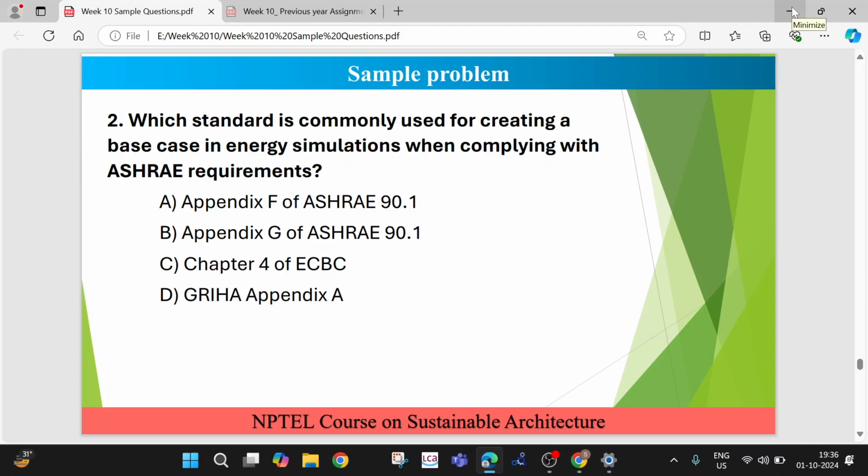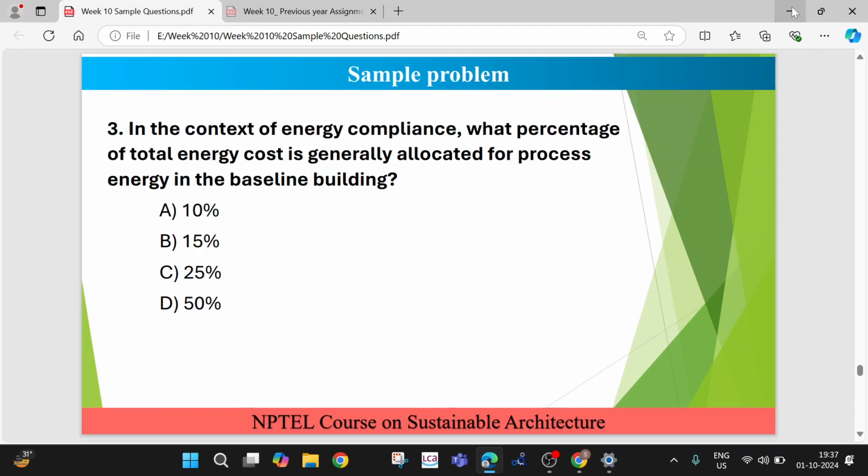This is the standard which is commonly used for creating the base case in energy simulation. And mind this standard, ASHRAE 90.1. In the next class, when I will be showing the whole building simulation demo, then I will show you where this ASHRAE 90.1 standard is mentioned during the simulation. Fine. Let's move to the next question then.